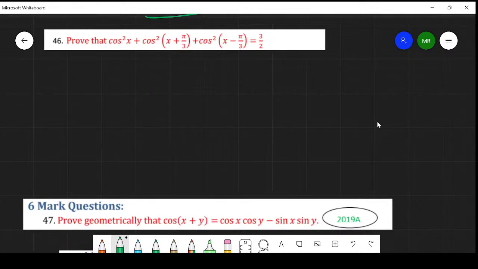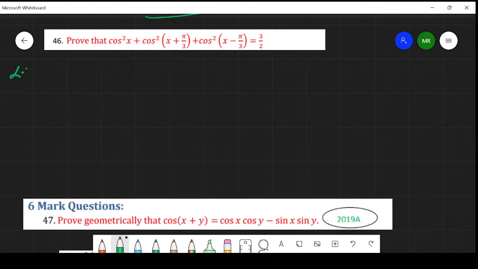Prove that cos square x plus cos square of x plus pi by 3 plus cos square of x minus pi by 3 is equal to 3 by 2. See in this problem, you observe what I am going to explain here. Cos square x plus cos square of x plus pi by 3 plus cos square of x minus pi by 3 will be 3 by 2, your answer.